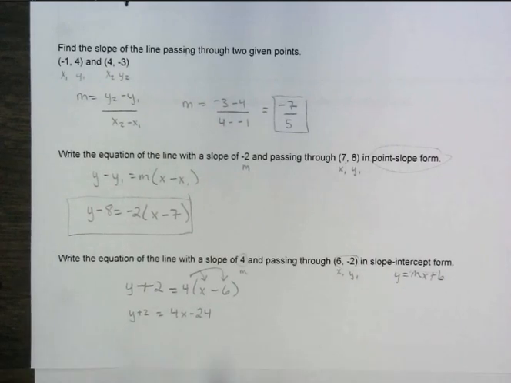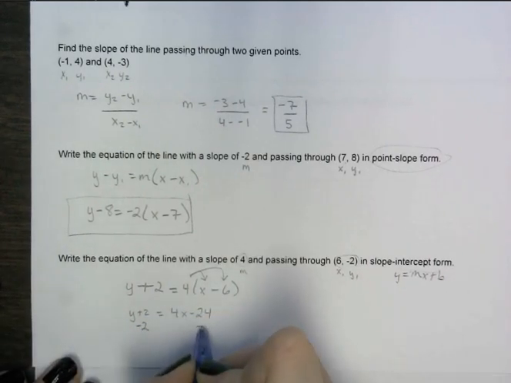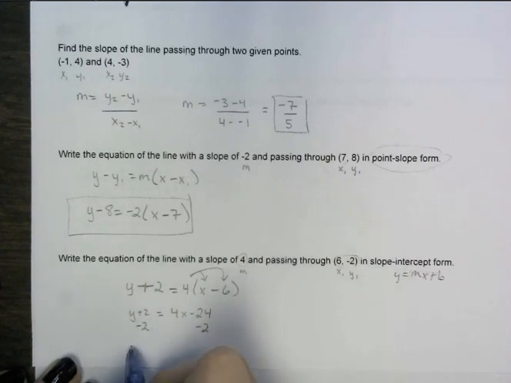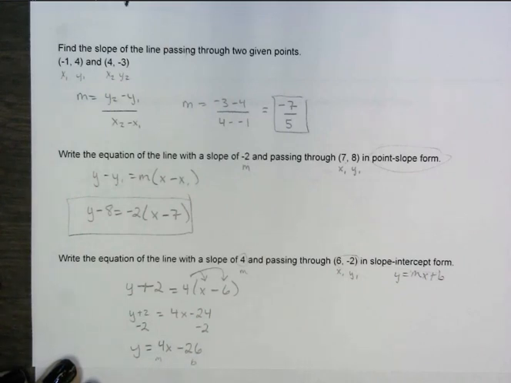Okay. Now I want to get y by itself, so I need to get rid of this 2. So I'm going to subtract 2 from each side. So now I've got y all by itself equals 4x minus 26. And now here's my slope and here's my y-intercept. So that is in slope-intercept form.